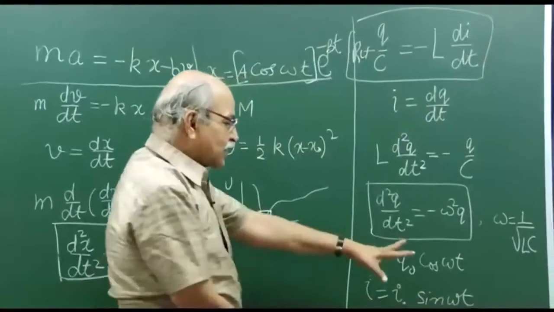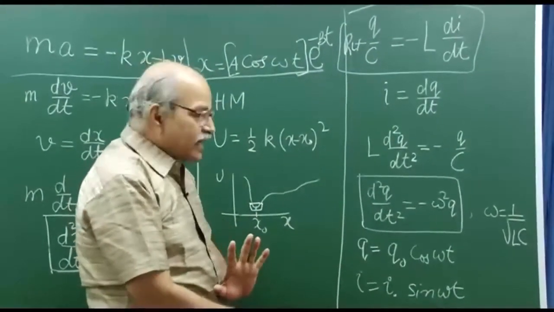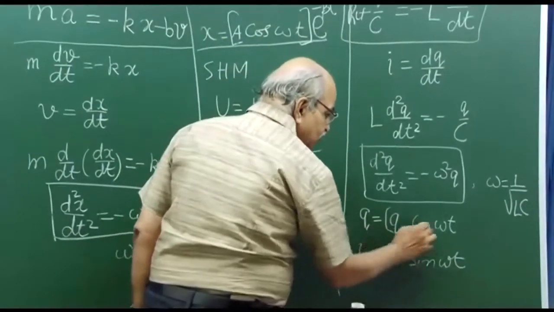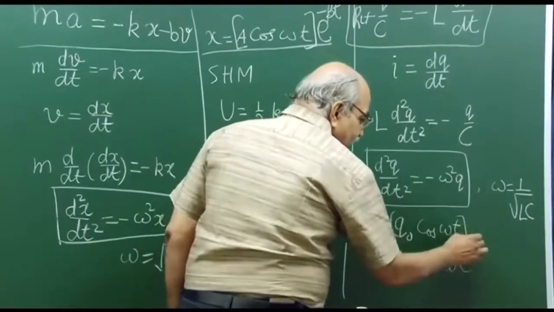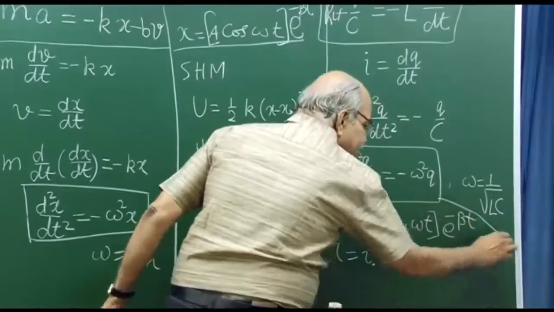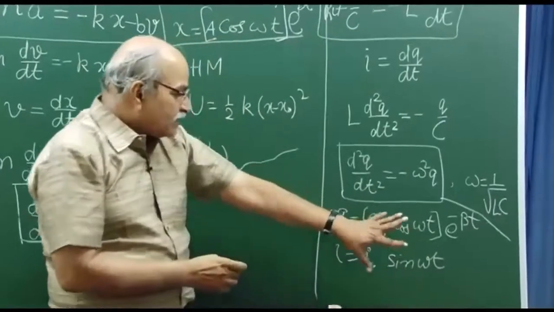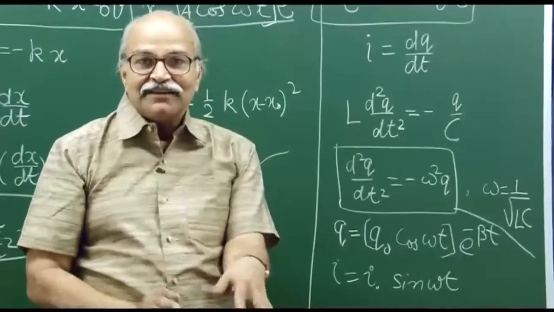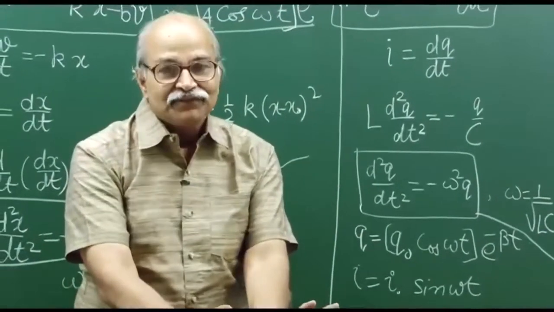Then your equation will change and you will have q equal to q naught cos omega t times some e to the power minus beta t or like that. So the charge, and hence the current, will gradually damp out and finally it will all be 0.